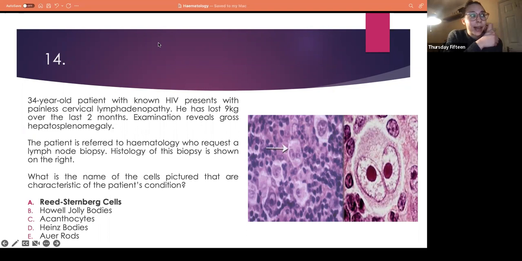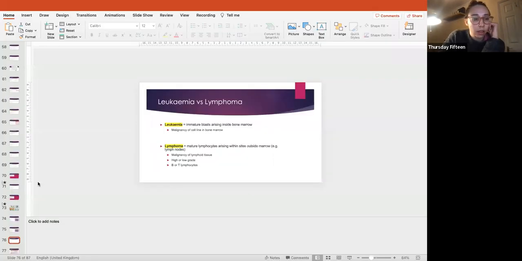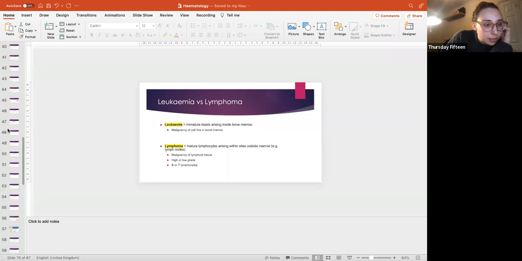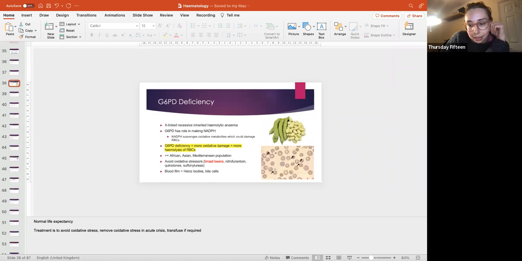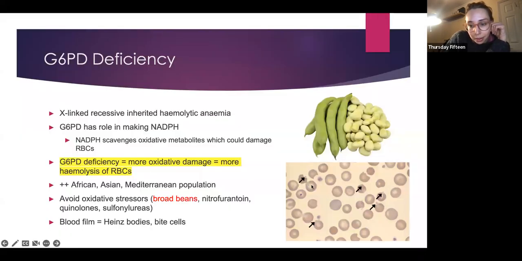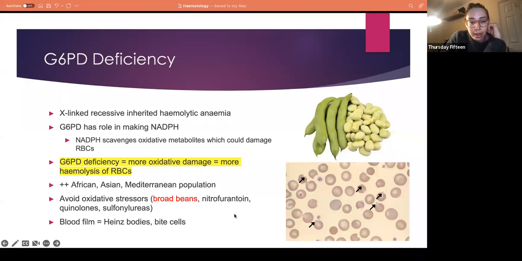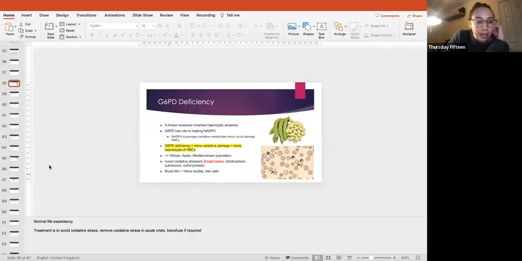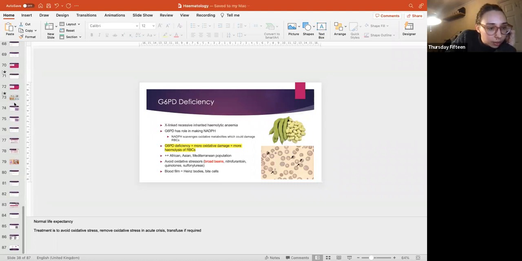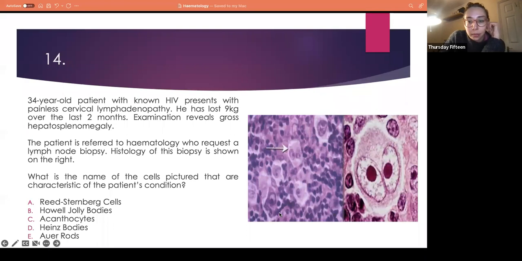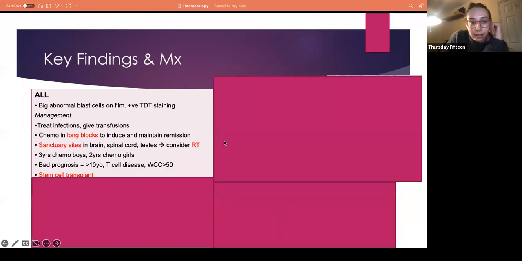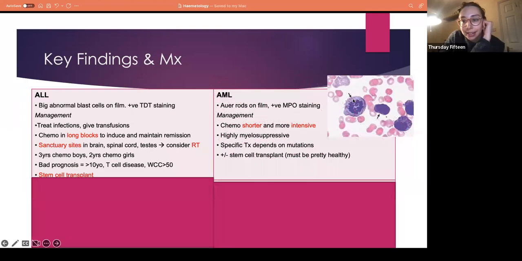Heinz bodies, so they're seen in G6PD deficiency. So do you remember that picture? I can skip back as well, just to see the bite cells and the Heinz bodies in G6PD deficiency. They look like they've had a bite taken out of them. Yeah, they're Heinz bodies. And then the last one, what was the last one? Auer rods, and they're the ones that are seen in AML. So the ones that look like that.